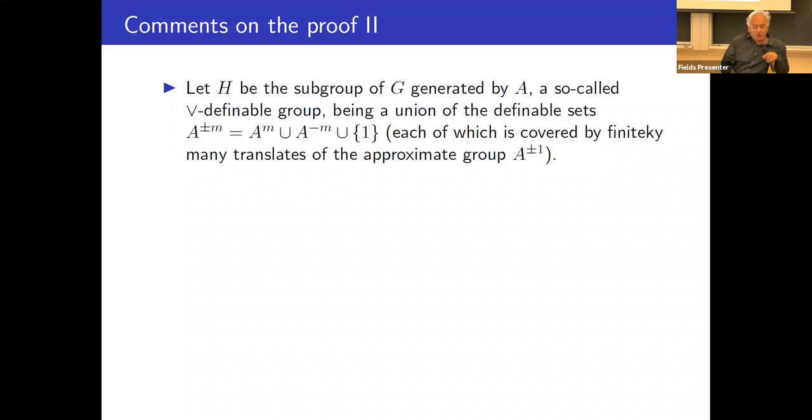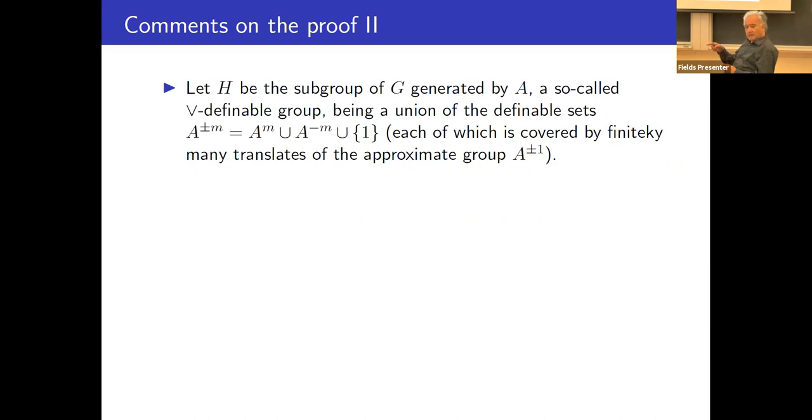But A is typically small compared to G, so there's no reason why it should generate a group in finitely many steps. So A^H is what's called a V-definable group. It's a union of definable sets, which I write A^{±m}, A^m, union A^{-m+1}. Each of which is covered by finitely many translates of the approximate group A^{±1}.